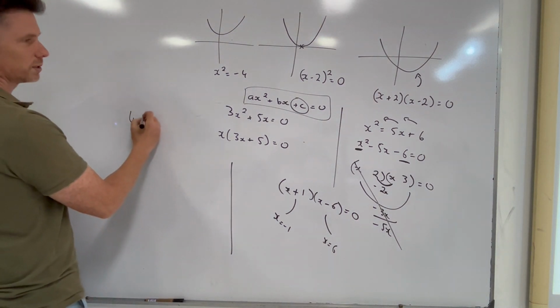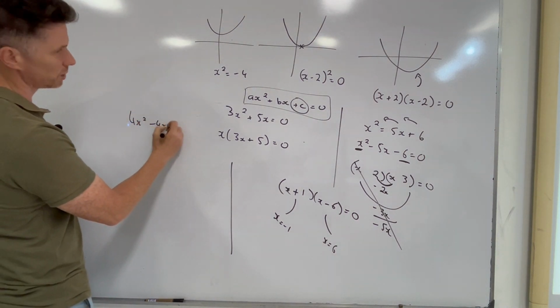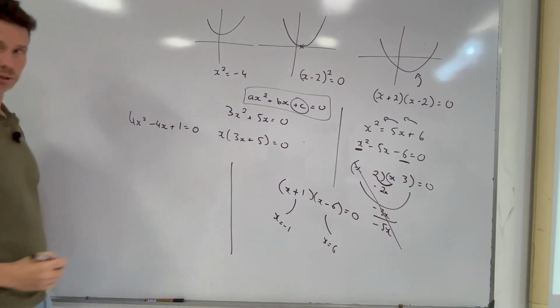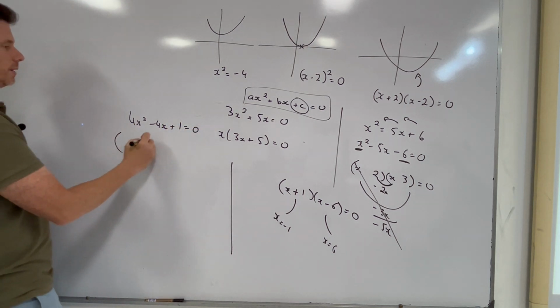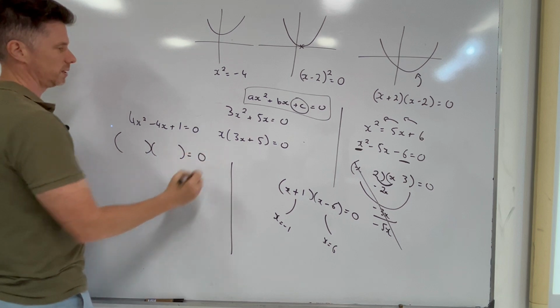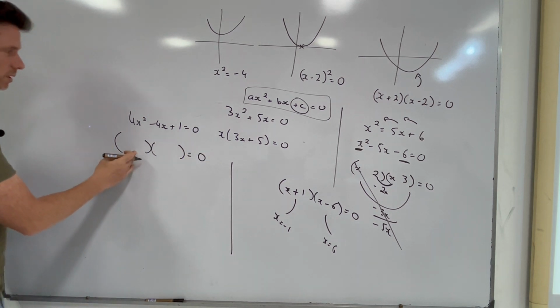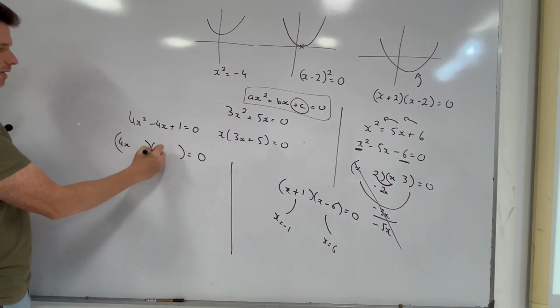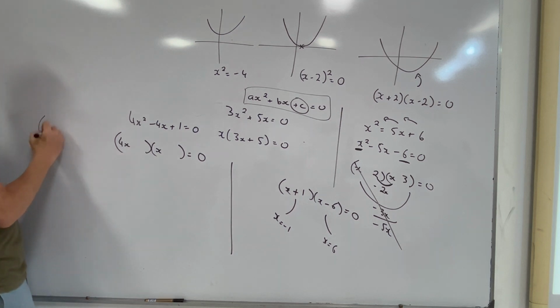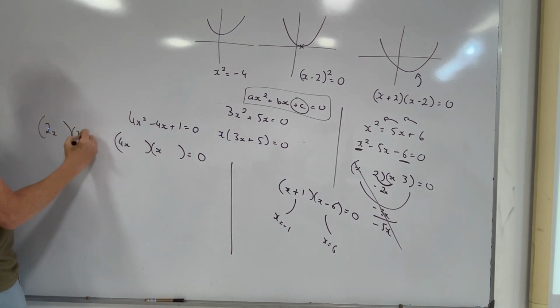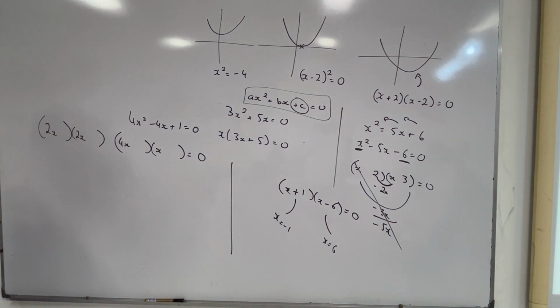So we get 4x squared. I'm already rearranging it in my head to equal 0 to start off with. Now, if I have a 4 at the start here, there's two ways this could go. It could be 4x and x, or it can be 2x and 2x as my starters in the brackets.